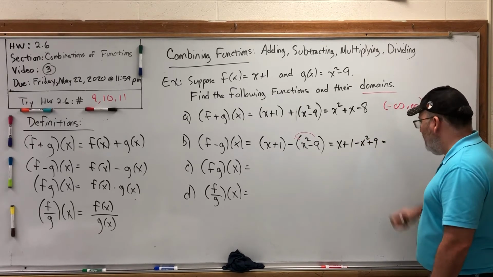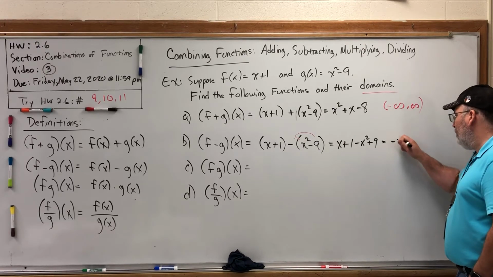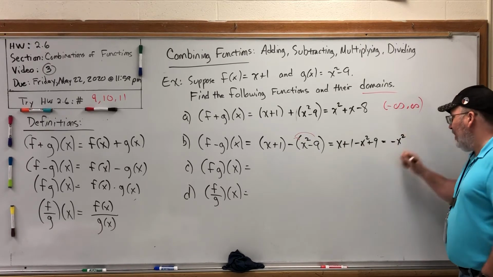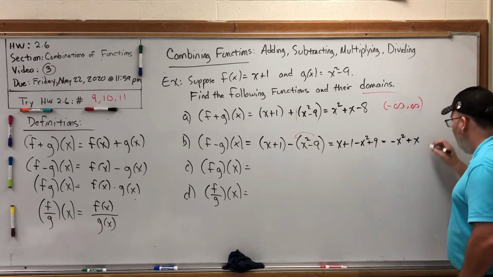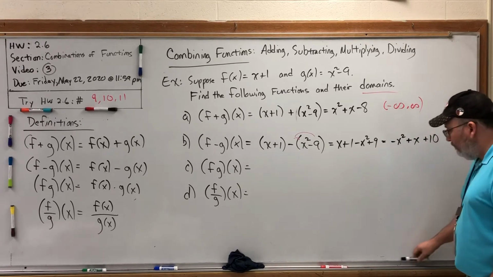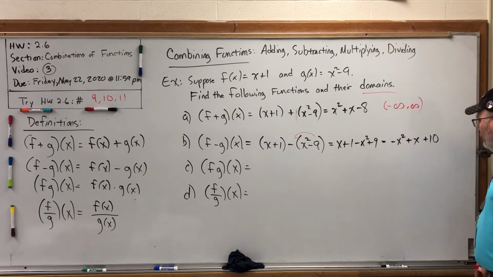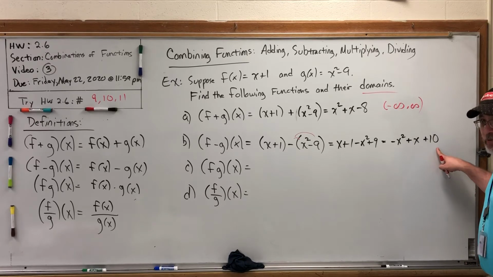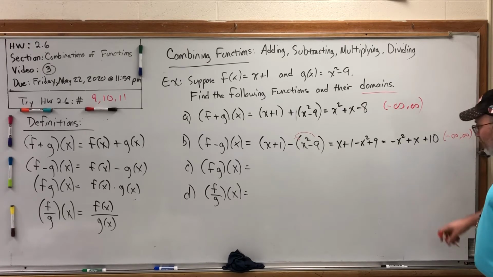And now when we combine like terms, the only x squared term is the negative x squared. The only x term is the positive x. And when we combine the constants, positive 1 and positive 9 is positive 10. So we got a different function. We should have. We did a different operation. Oh, guess what this guy's domain is? Well, it's still a polynomial. So its domain is still negative infinity to infinity.